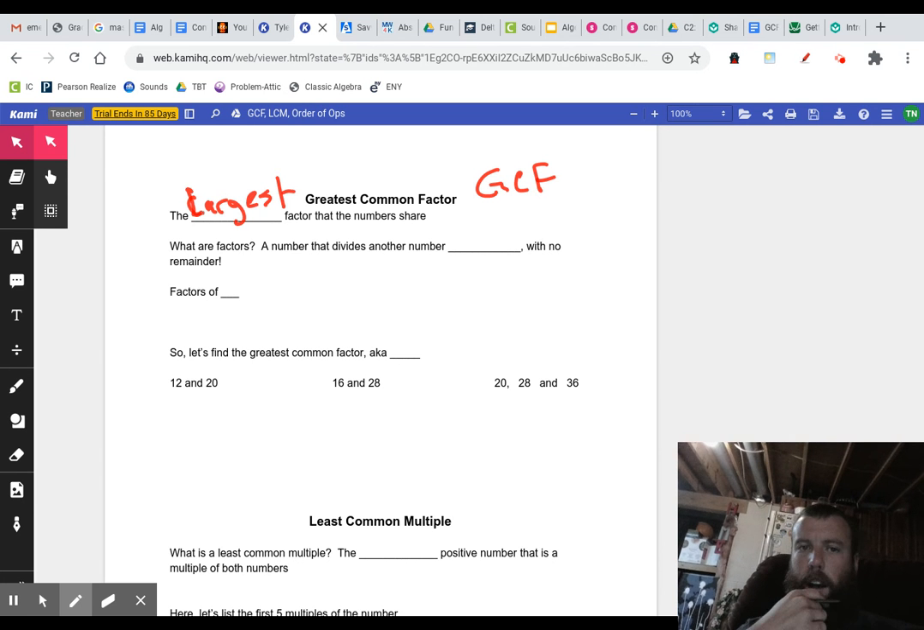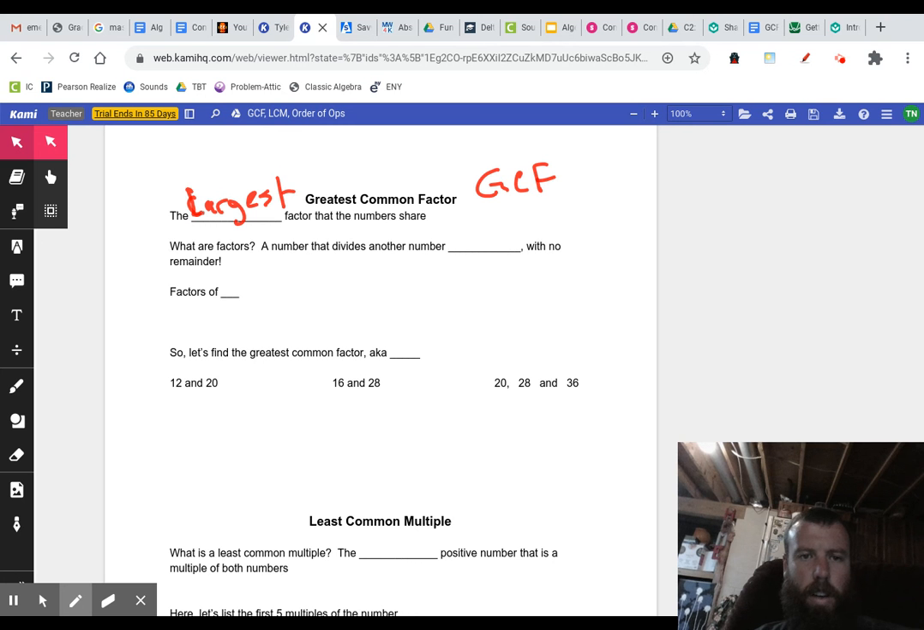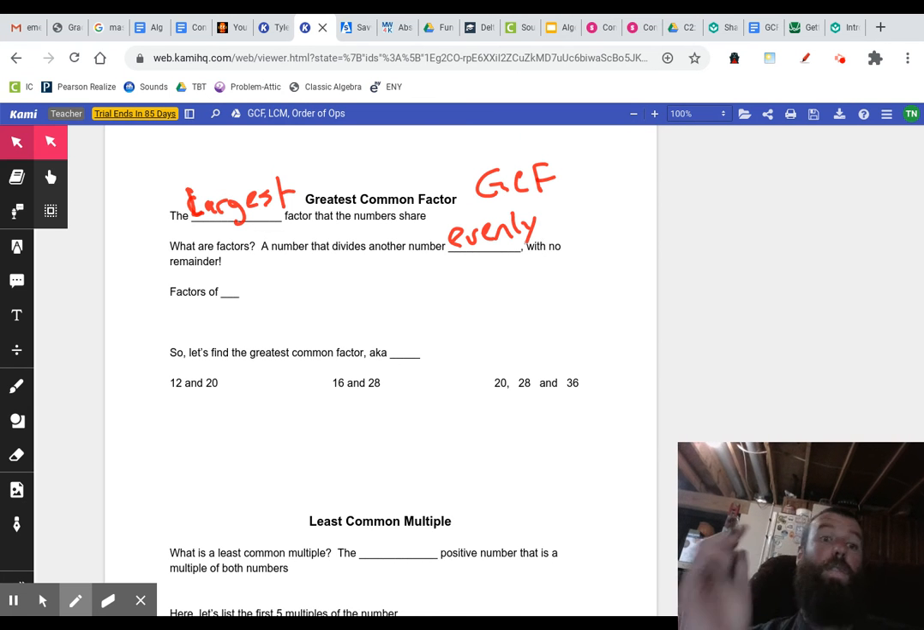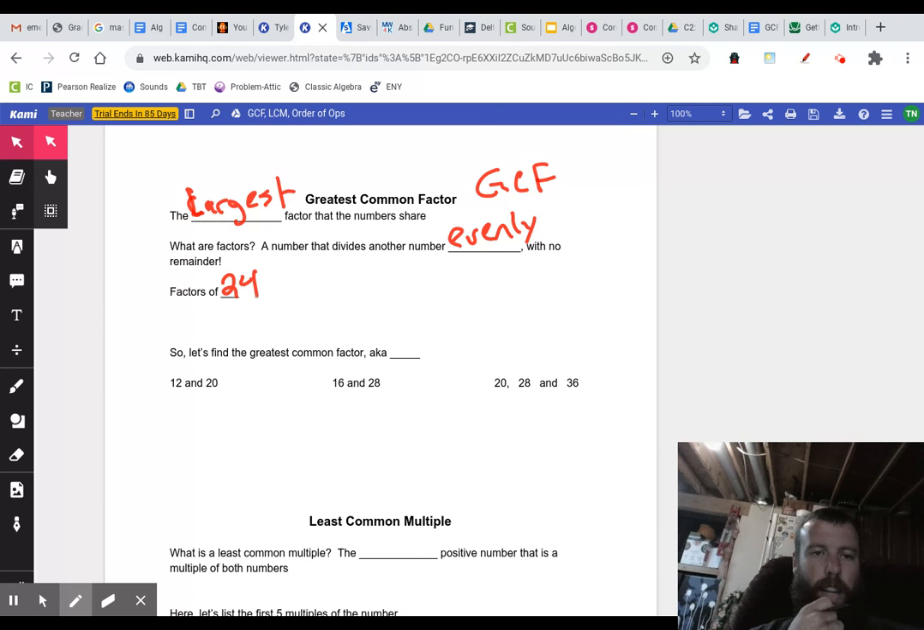So that's where the greatest part of that comes from, but we need to know what a factor is as well. What are factors? A factor is a number that divides another number evenly with no remainder. So I want to give you an example. If I'm asking you for the factors, let's say, of 24, we're thinking what divides 24 evenly without a remainder.